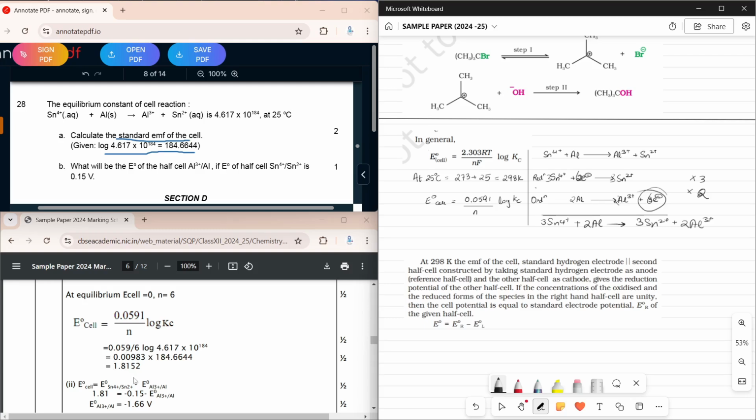Okay, so you're getting the value of the E naught cell, and the next question is what will be the E naught cell if the E naught of the half cell is so and so. So we've been given the value of one of them. We just need to figure out the value of E naught cell of the other. We're using this particular equation where E naught cell equals E naught right minus E naught left, or you could also think about it as E naught cathode minus E naught anode. So you have Sn minus Al, 3 plus Al.